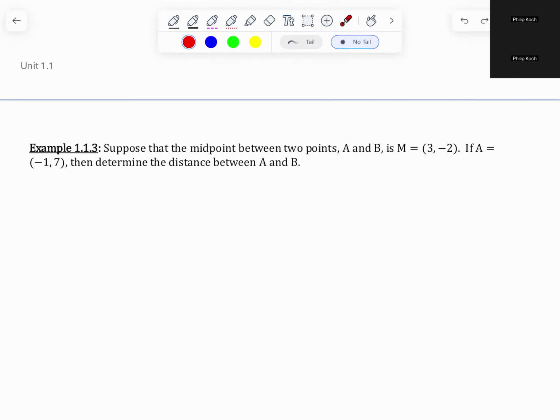The distance between A and B would be x sub 2 minus x sub 1, like we need to use the distance formula, but we don't have B's coordinates.